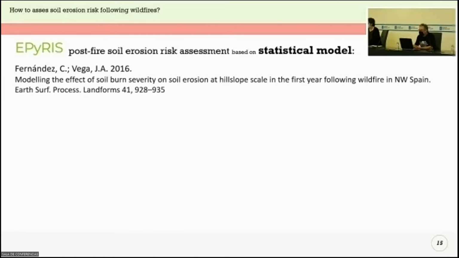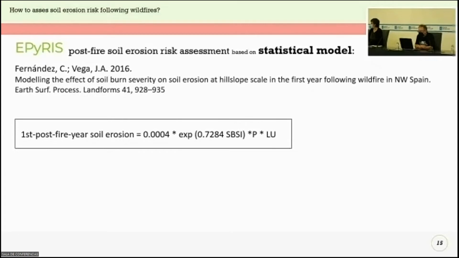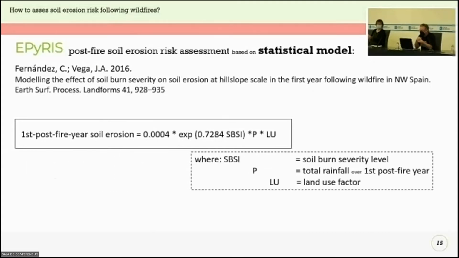We have the statistical model, like Alvar already said, that was developed by Cristina and Jose Antonio from the Lorenzano Research Institute. And basically what they do is they estimate the risk of post-fire erosion over the first year based on an equation in which soil burn severity is a key factor, rainfall is a key factor, and land use is a key factor. So basically the things we understand are relevant.